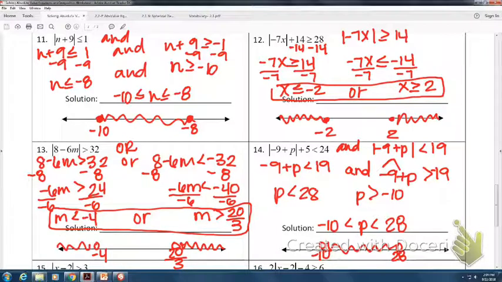Okay, 14, you should have gotten negative 10 is less than p, which is less than 28. And was it a sandwich or an upside down sandwich? It should have been one line segment, and open circles. You are doing 15 and 16 on your own, if you haven't done so already, and I'll get 2 volunteers to do it on the board.